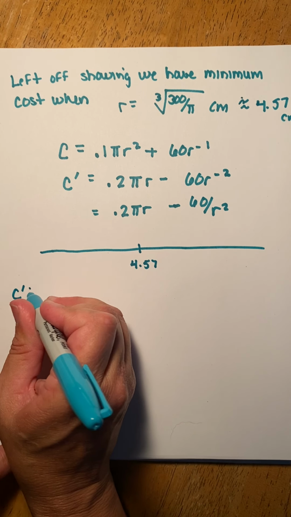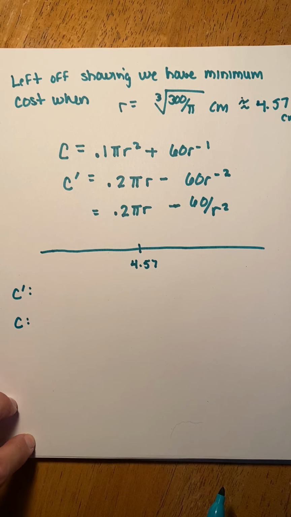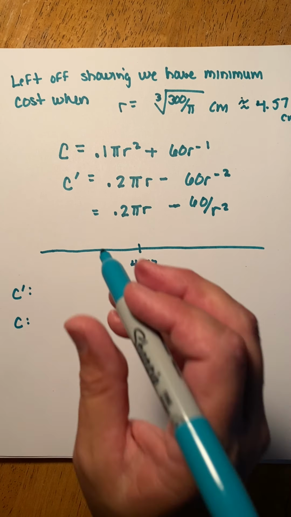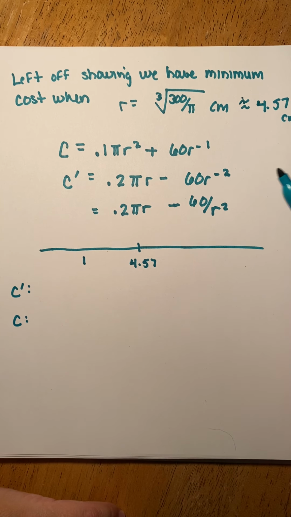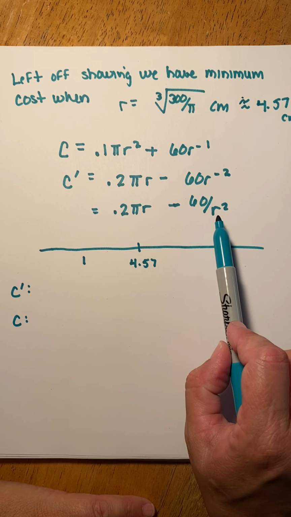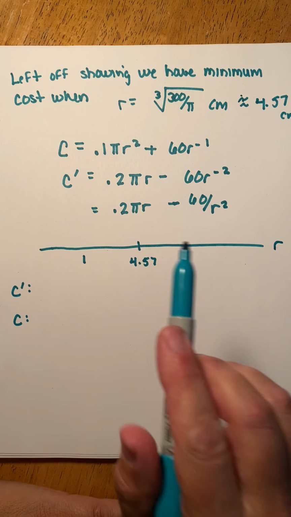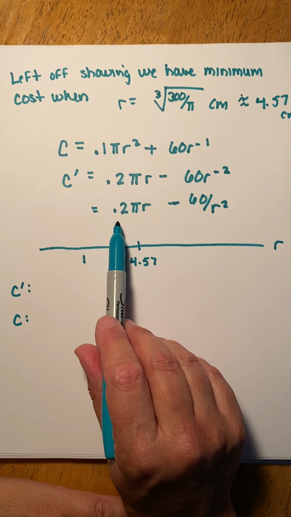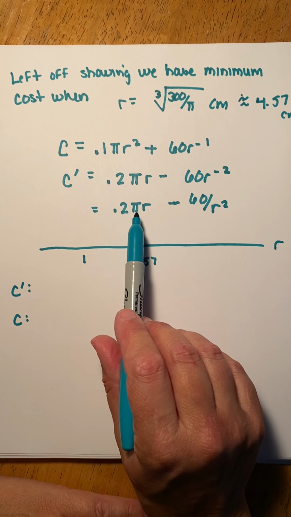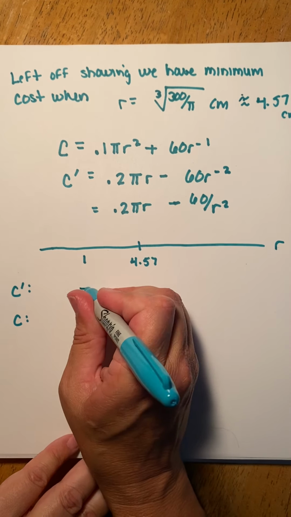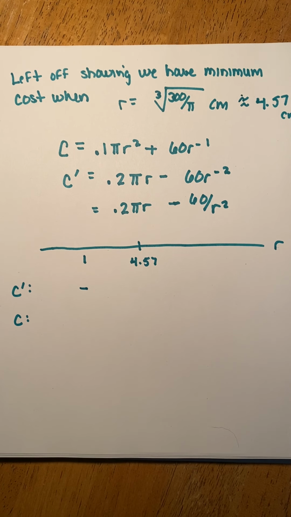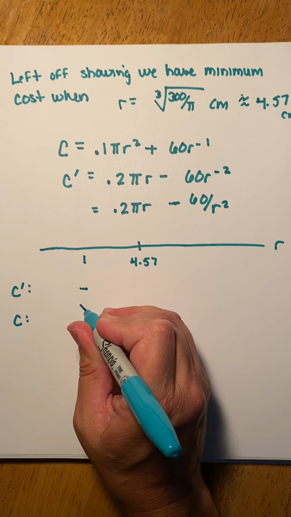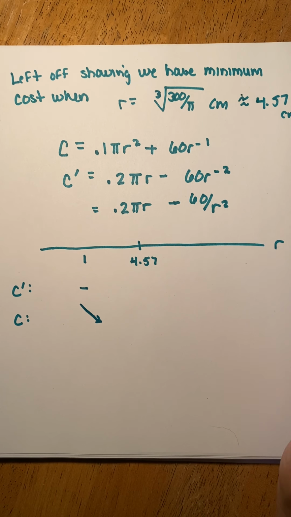I'm going to check how the derivative behaves to the left of 4.57 and how it behaves to the right. Pick any number to the left. I'm just going to simply pick 1. We put 1 into the derivative. We don't need to know the value, we just need to know if it's positive or negative. So if we put 1 into the derivative for r, we get 0.2 pi minus 60. Well, 0.2 pi is a very small number. It's a fifth of pi, which is only about 3. So this is a very small number minus 60. We know this output's going to be negative. You can confirm that by putting it in your calculator. So therefore, the cost decreases until we hit approximately 4.57 centimeters for the radius.